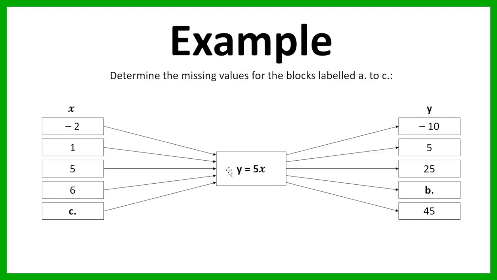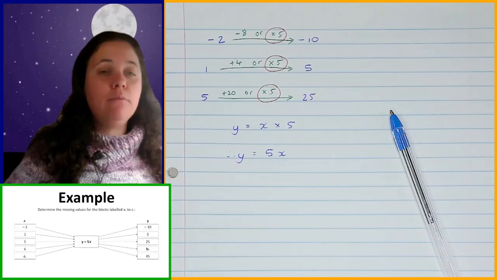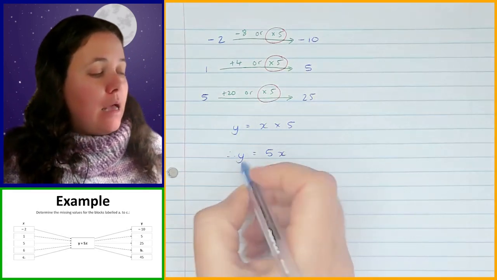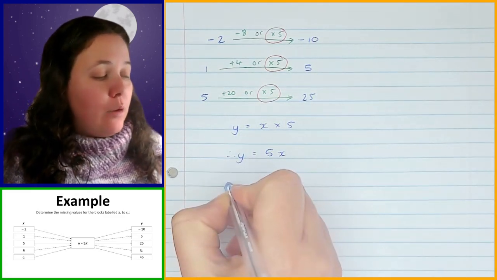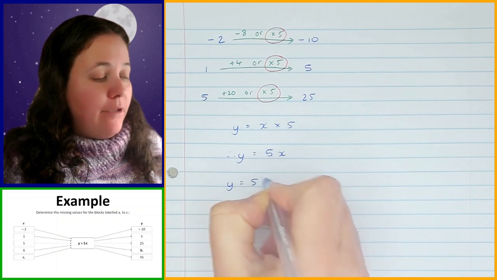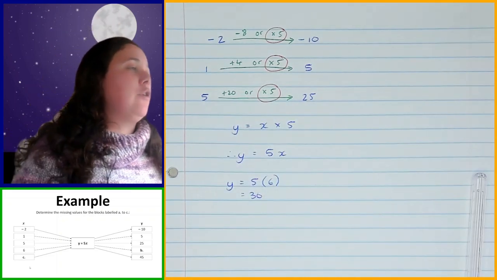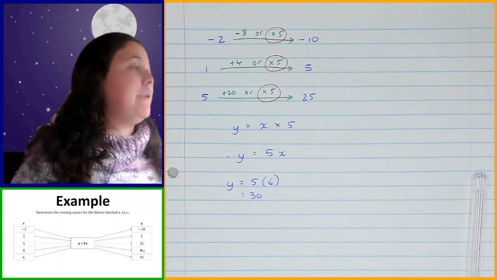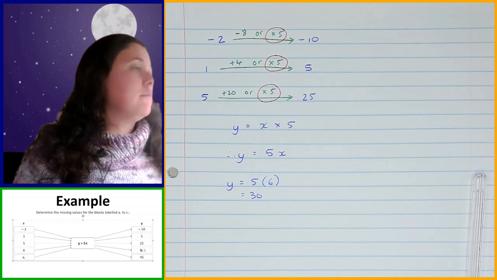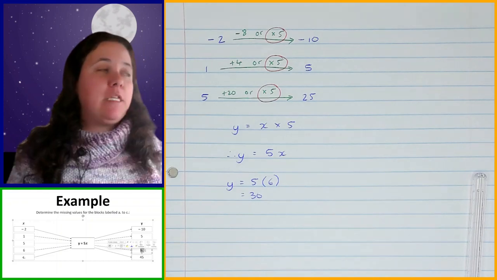Now we need to use that rule to work out C and B. First, we're going to work out B over here. We've been given our input value of 6. We have to work out what our output value will be for B. If my input is 6, then y equals 5 times 6, and that gives me 30. So my output value, my B, is going to be 30.